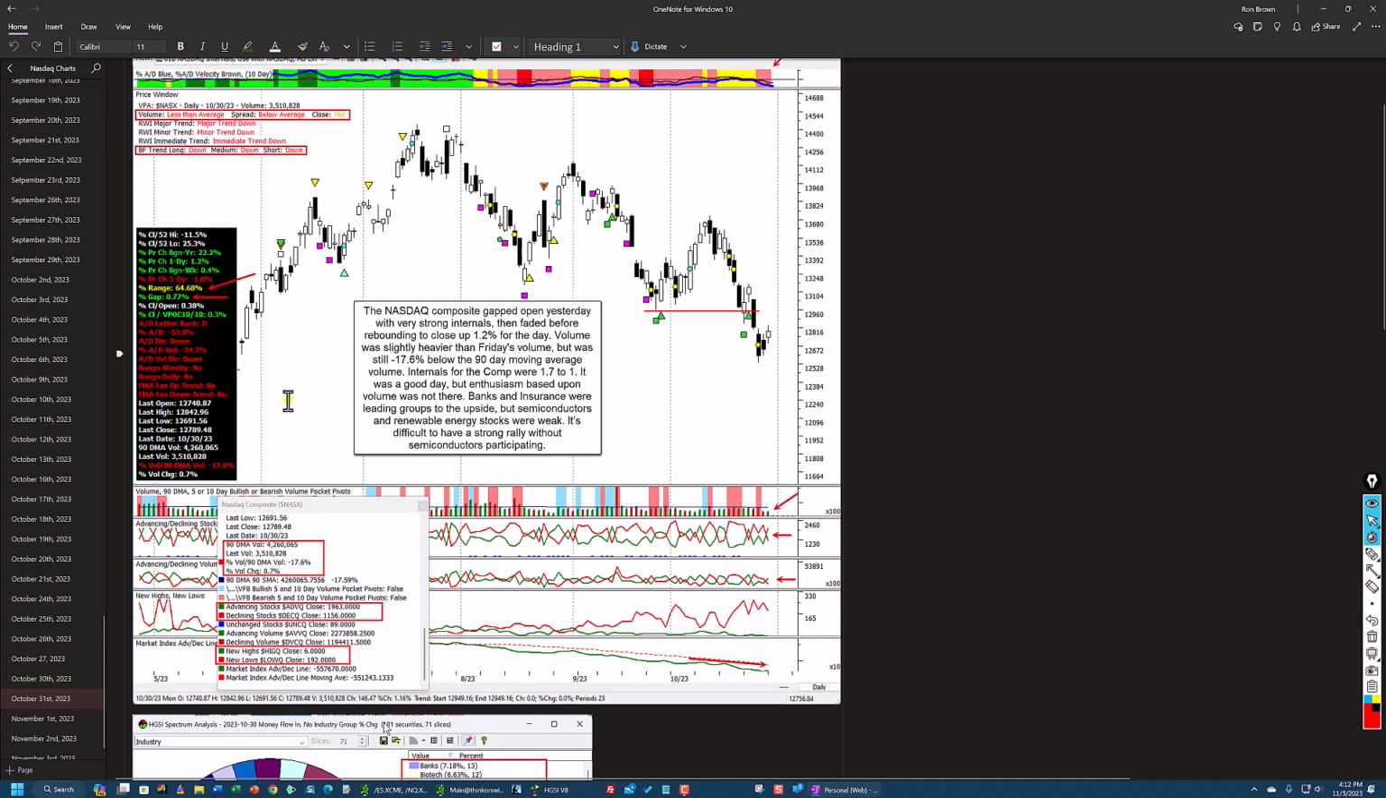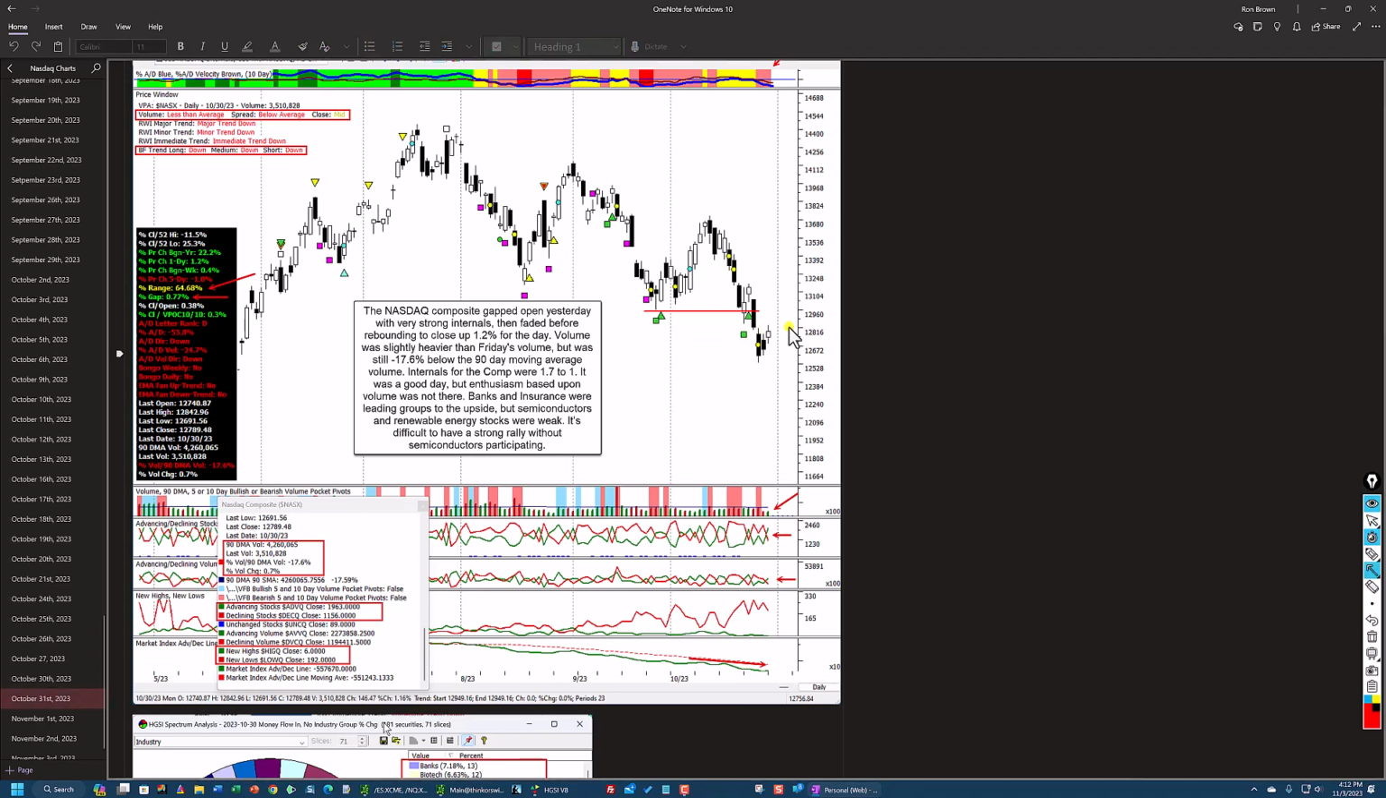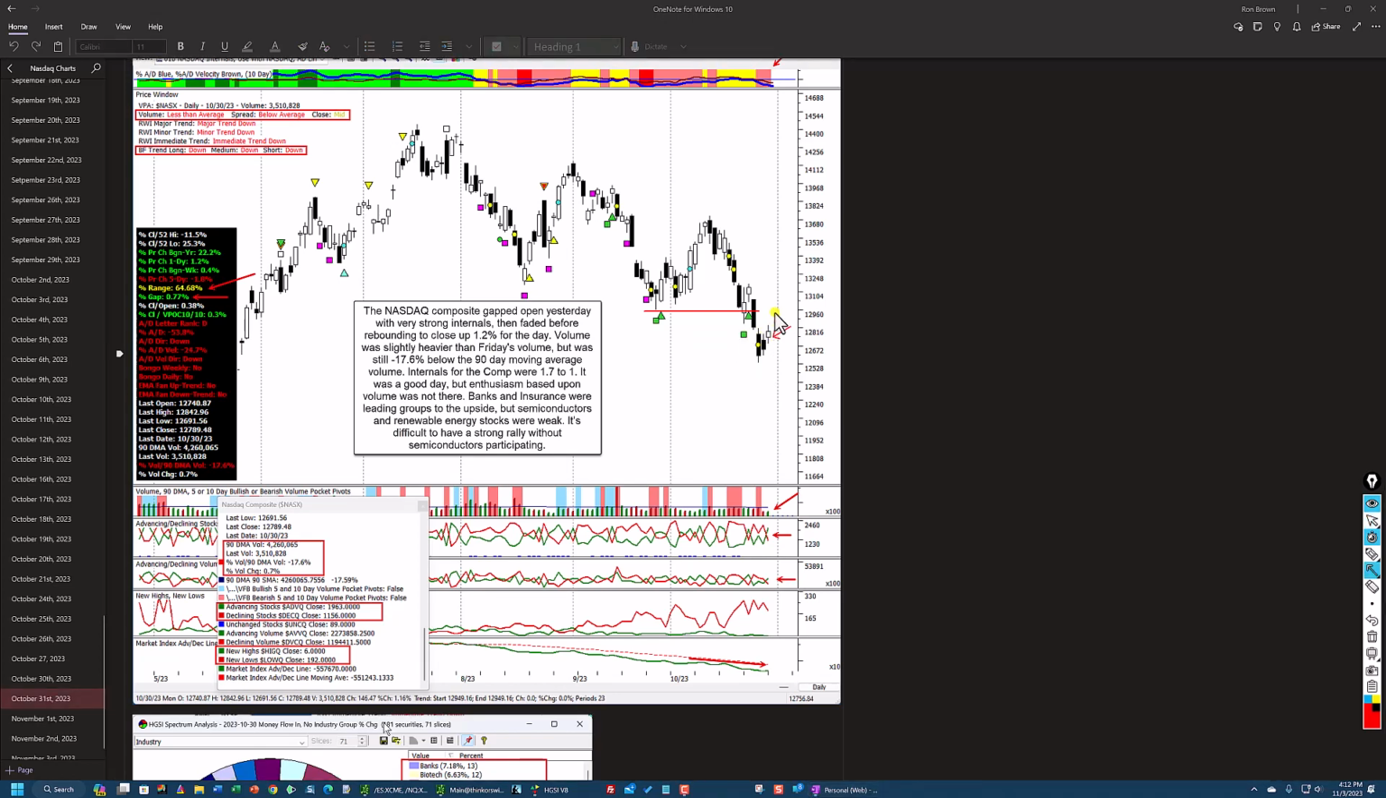Commenting on Monday, the NASDAQ Composite gapped open yesterday with very strong internals, then faded before rebounding to close up 1.2% for the day. You can see the gap open, and then it moved up, and then it pulled back a little bit. Volume was still very light. The enthusiasm based on volume was not there. Banks and insurance were the leading groups. Semiconductors and renewable energy stocks were weak.